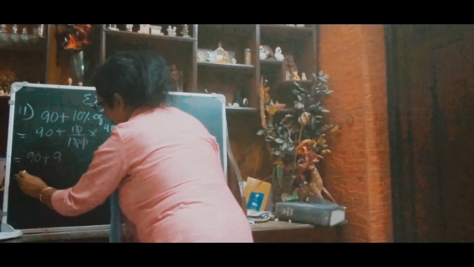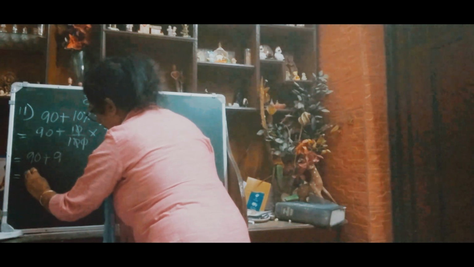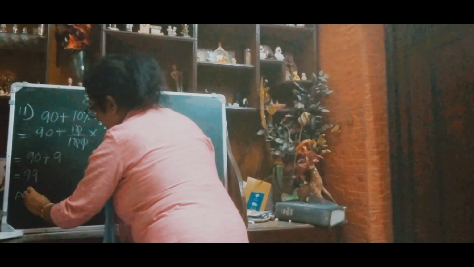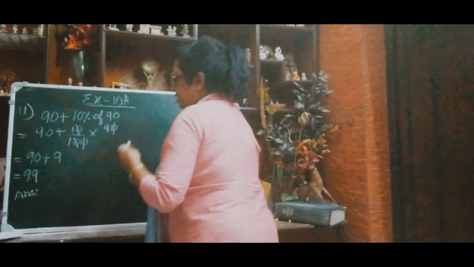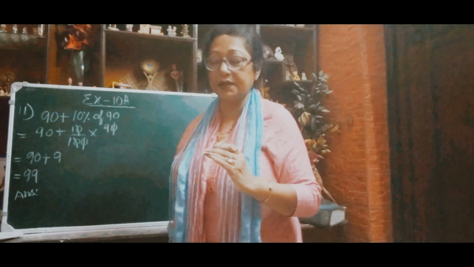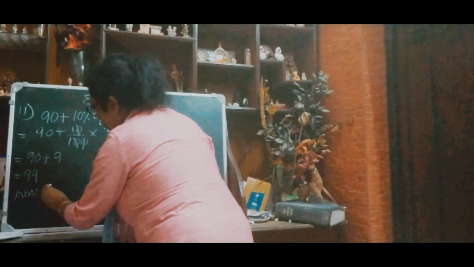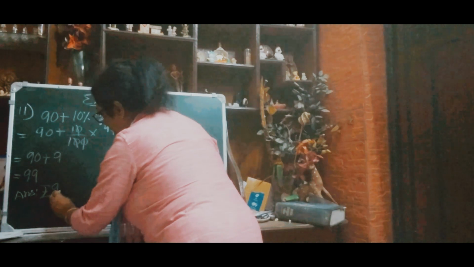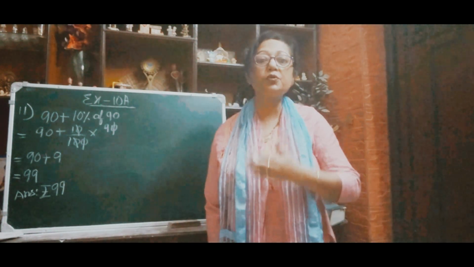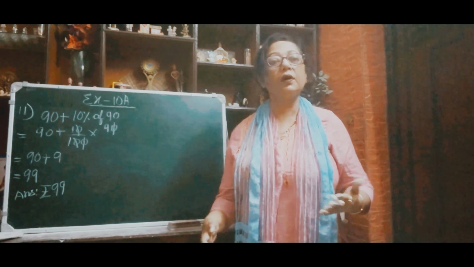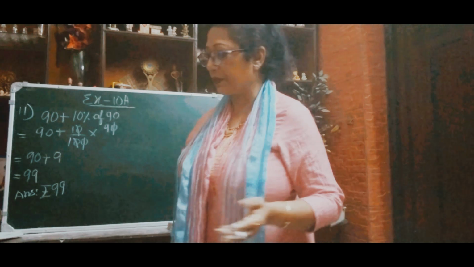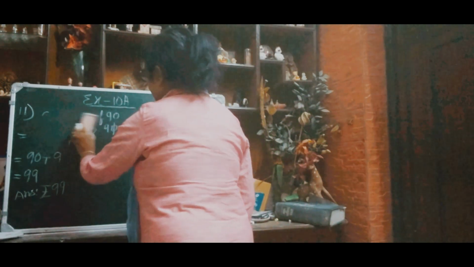So the answer we got is 99. The amount that is 10% more than rupees 90 is rupees 99. Don't forget to write the rupees sign. One more sum, number 12, I am doing it so it will be more clear to you.